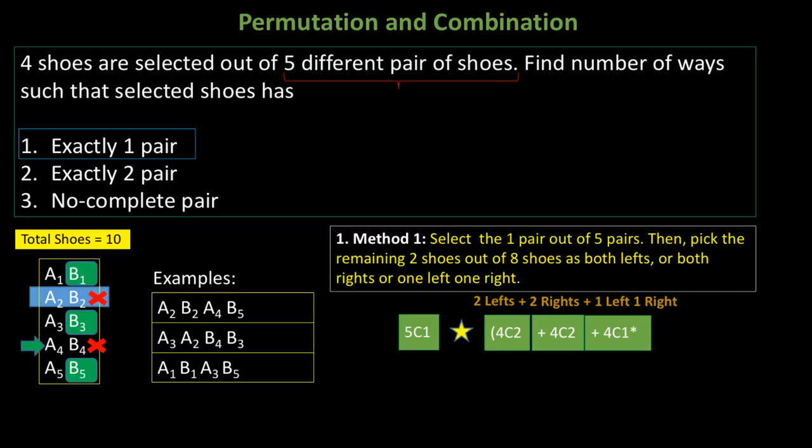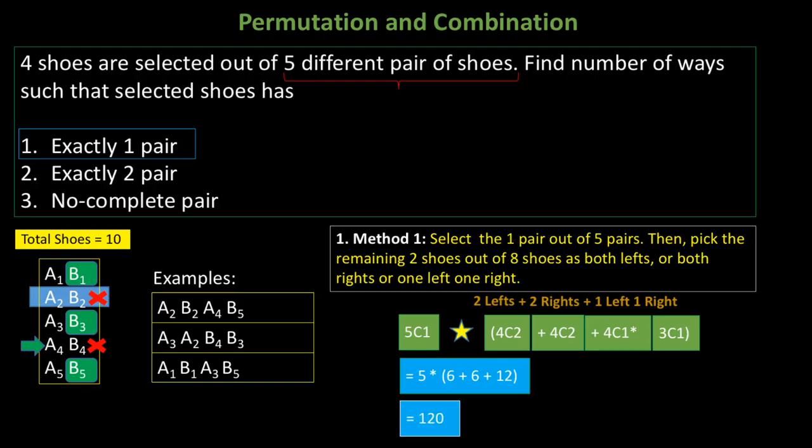So the options I only have is 3. Out of that, 1 has to be chosen in 3C1 ways. So these are our total number of possibilities. So 5C1 is nothing but 5, 4C2 is 6, so 6 plus 6, and 4C1 into 3C1 is 12. So this calculates to 120. So there are 120 number of ways of finding 4 shoes with exactly 1 pair in there.